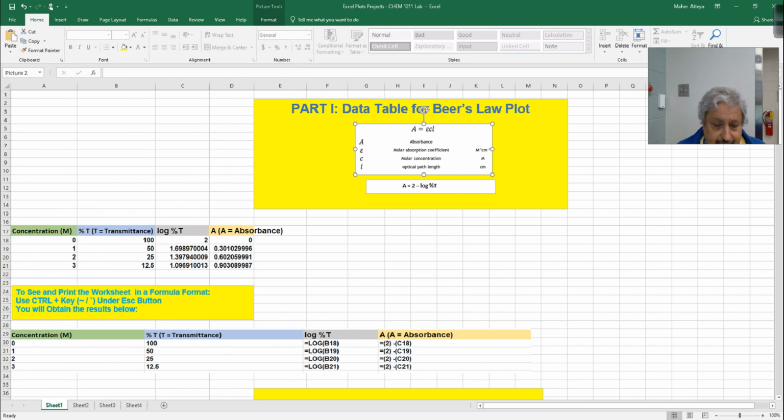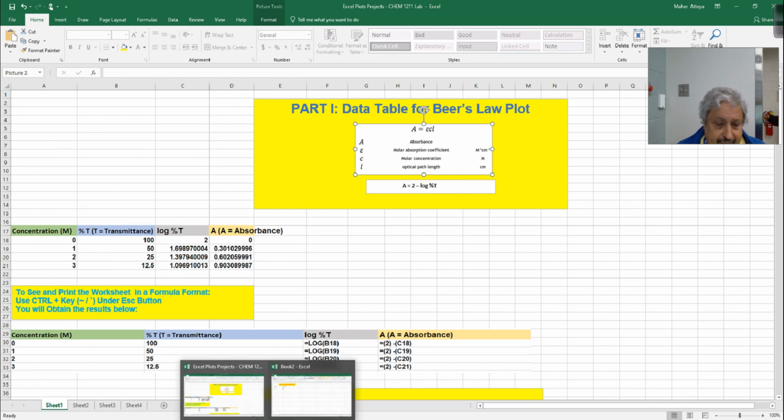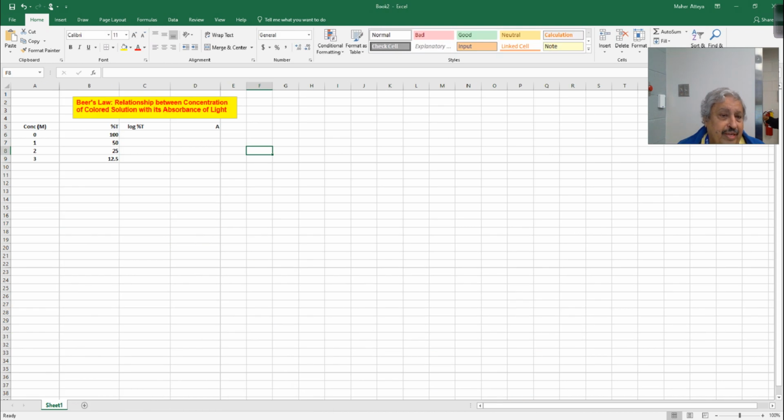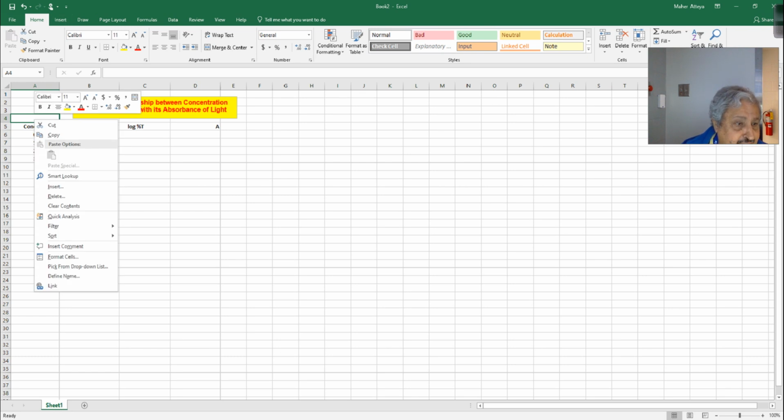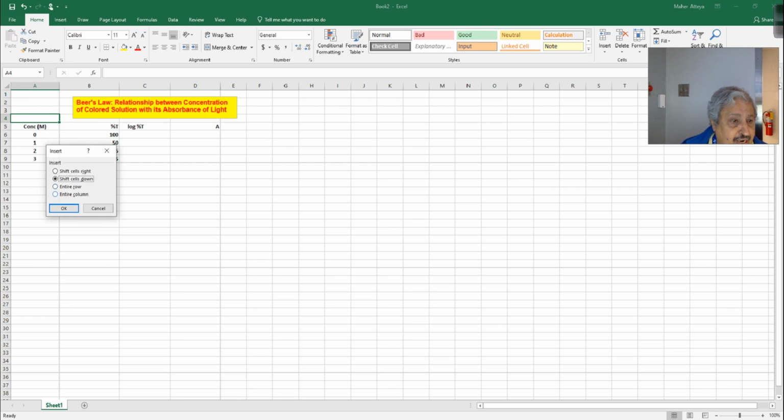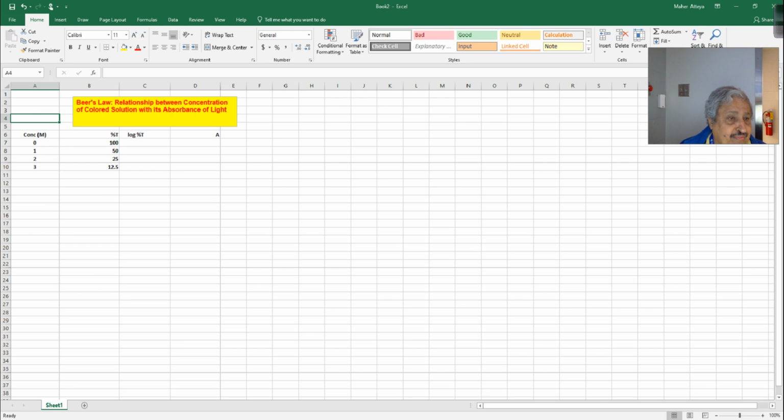I'm copying here. Go to my blank one here, and then I will add. I need some space here, so I did not have enough space. So I'm highlighting this, and then say insert. Can push this one. Insert what? Insert new entire row. So I need space for my stuff here.